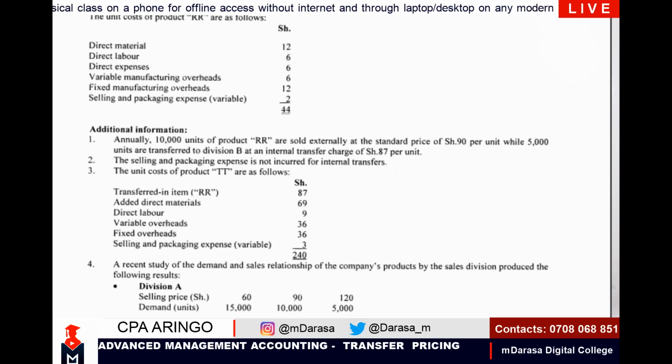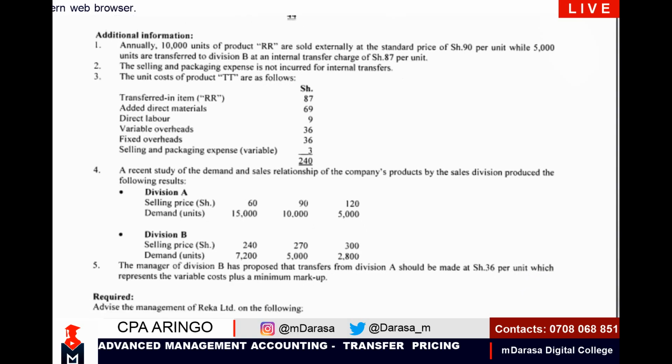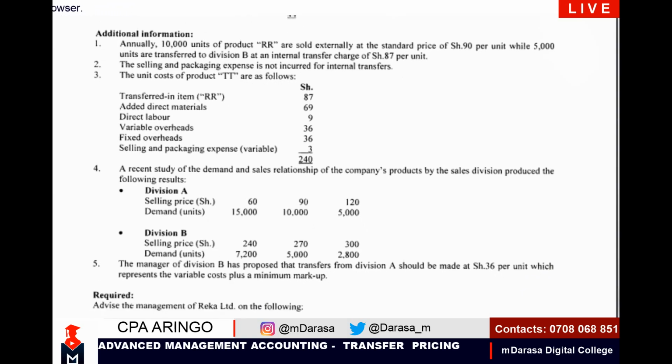Then we come to number 4. Note 4, we are told a recent study of the demand and sales relationship of the company's product by the sales division produced the following results. I'm having Division A, where we had our selling price and demand units. We have Division B, where we have our selling price and demand units. Note 5, so I'm given our demand level and our selling prices at different levels.